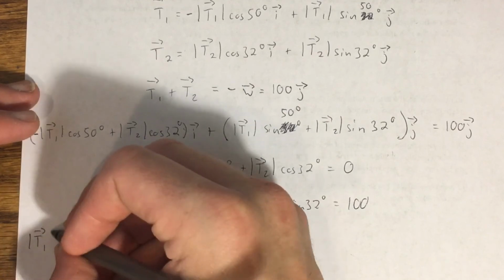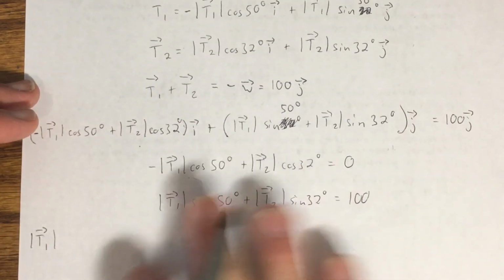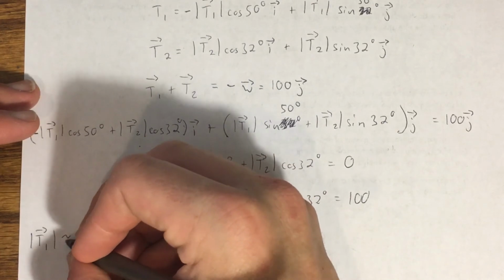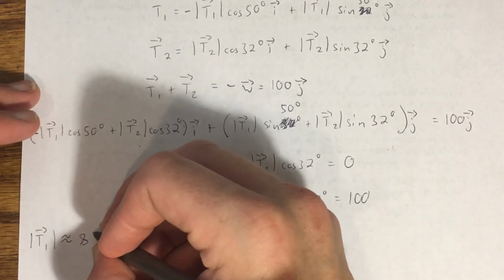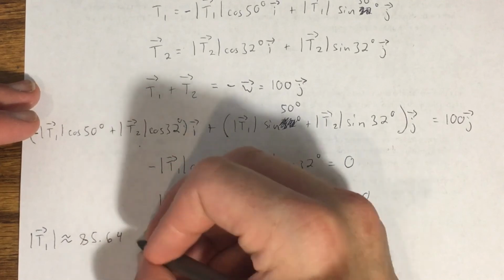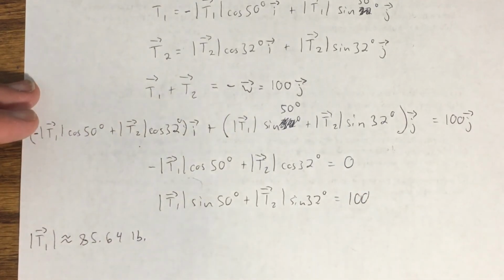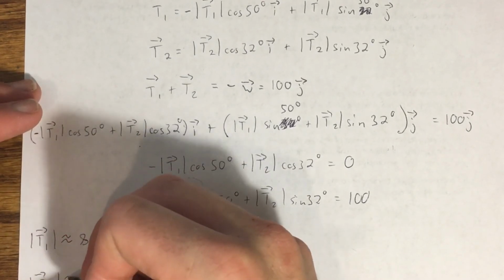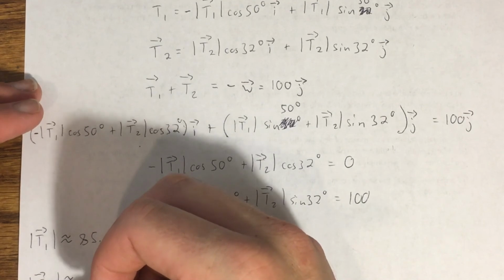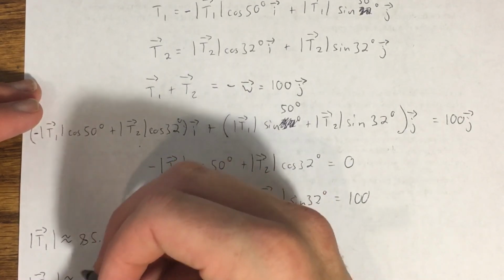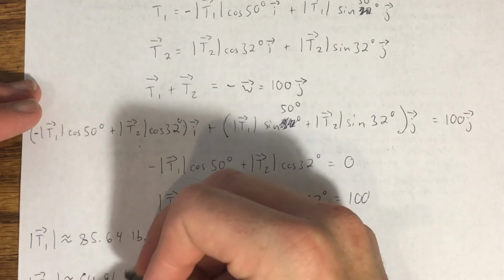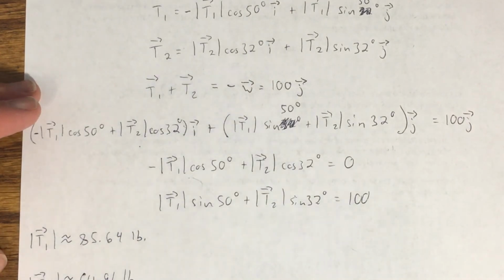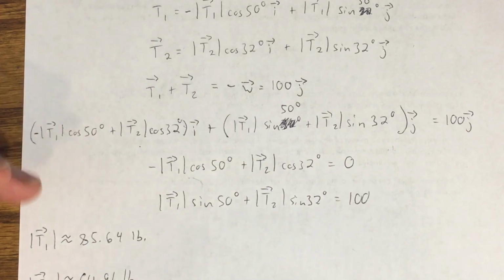So T1 is going to have a magnitude, once you've computed this and plugged it into a calculator, of approximately 85.64 pounds. Okay? And T2 will have a magnitude of approximately 64.91 pounds. Remember, these magnitudes represent forces, and this force so far has been measured in pounds, so we need to make sure we're using pounds as our unit of measure here.